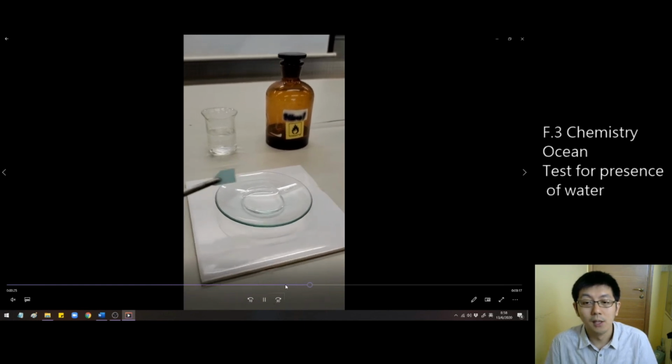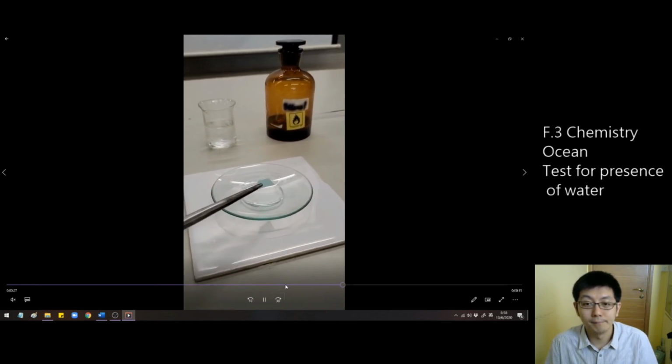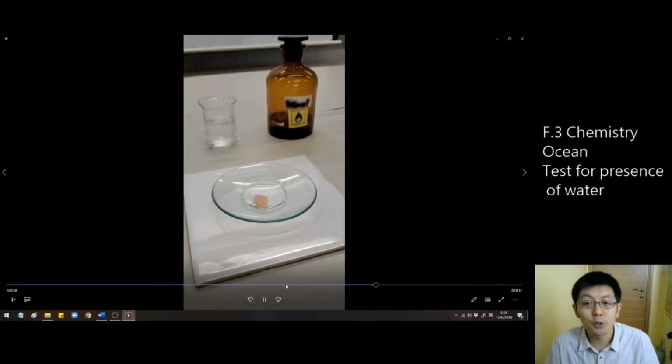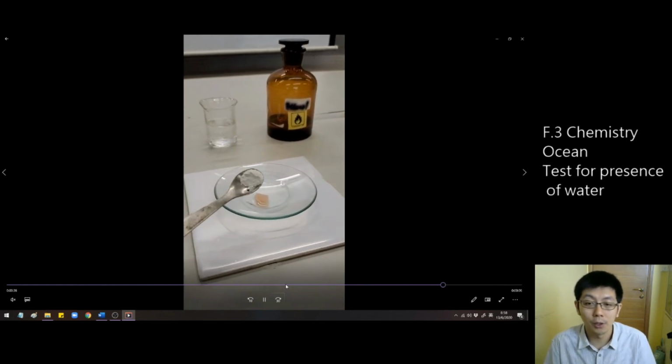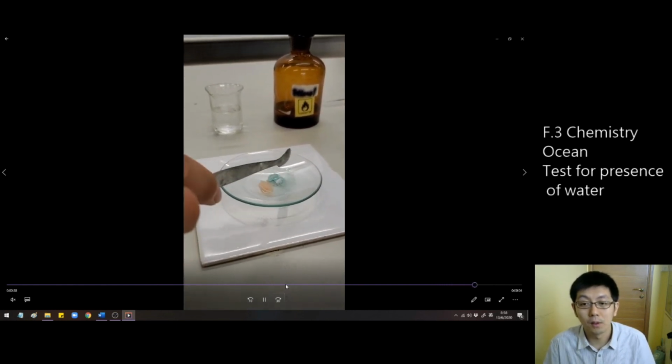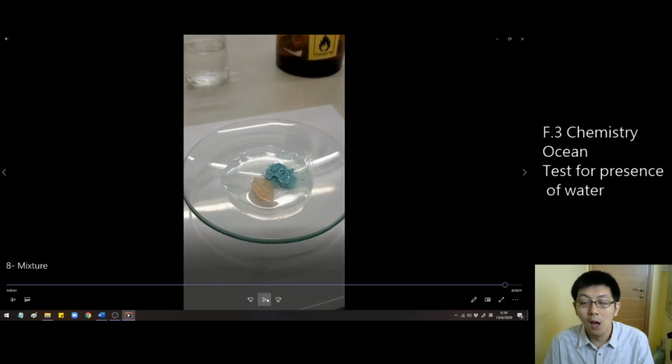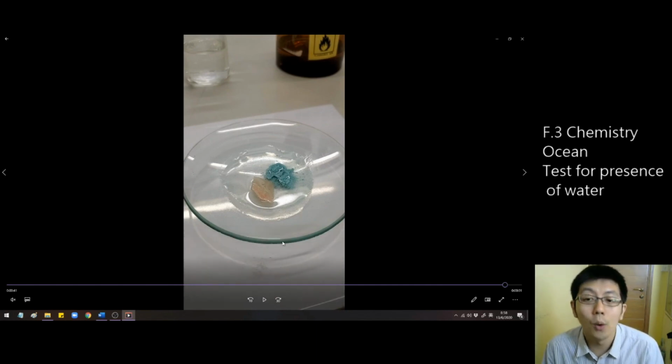Okay, prepare the cobalt chloride paper. It turns from blue to pink, and also the anhydrous copper sulfate solid. It turns from white to blue. So actually this test can only test for the presence of water. It cannot test whether it is pure water. Here will be some of the limitation of the qualitative analysis. So we can test for the presence of something, but if we really want to test the purity of something, we need to do another type of analysis. I will discuss it in Form 4 chemistry if you study chemistry.